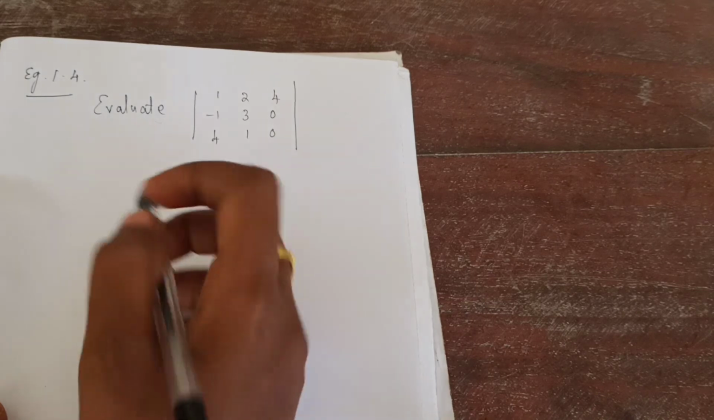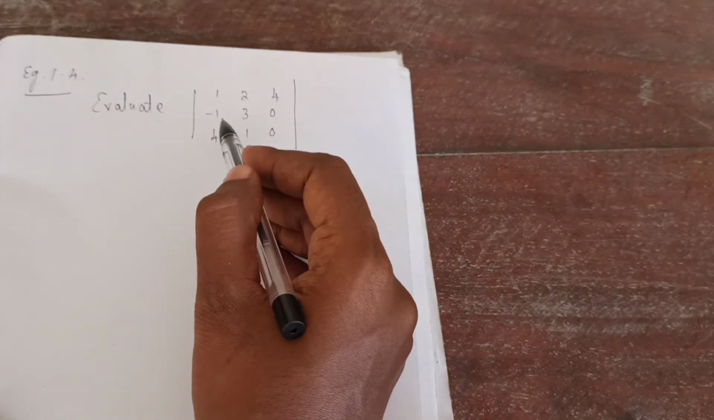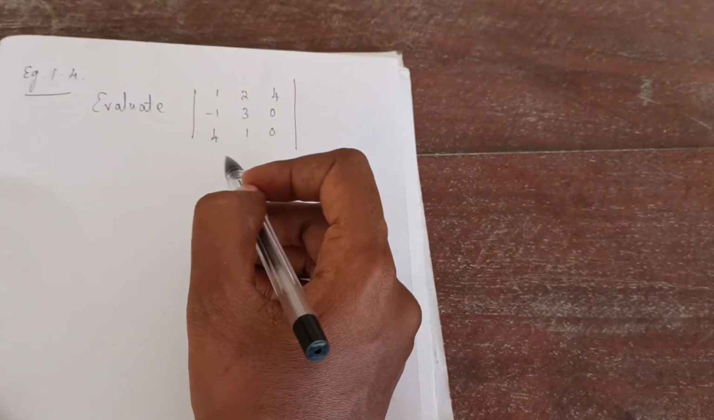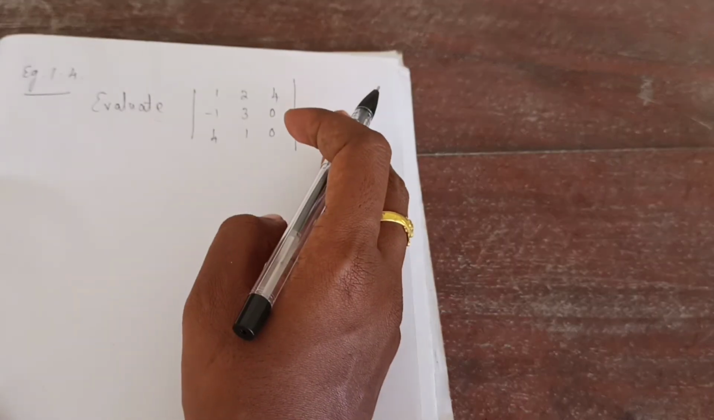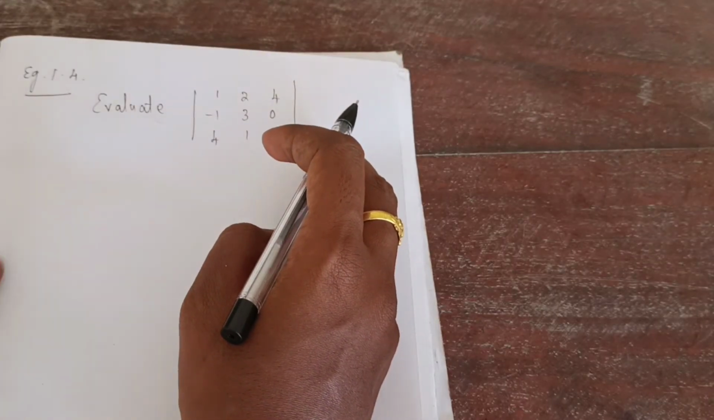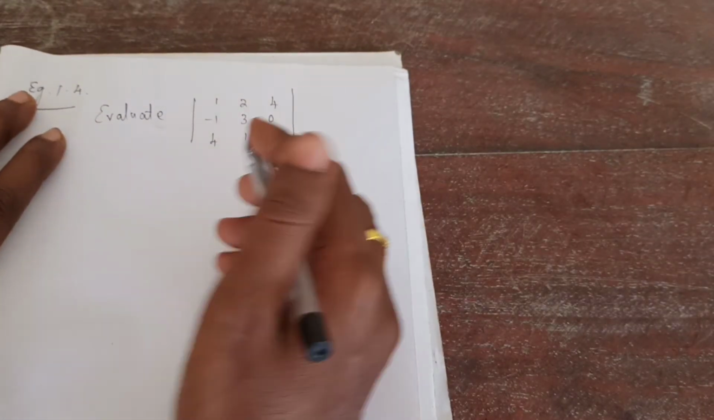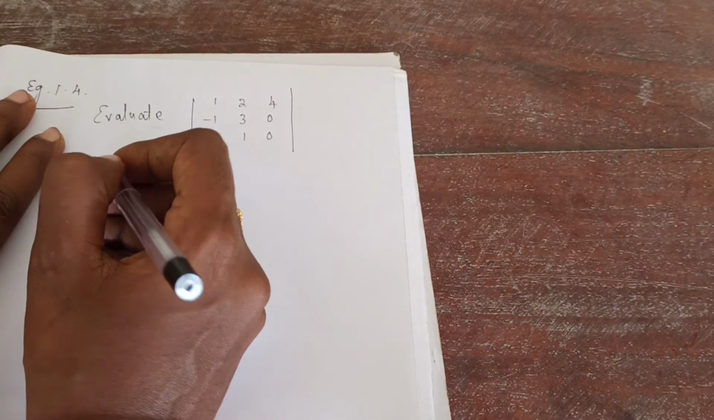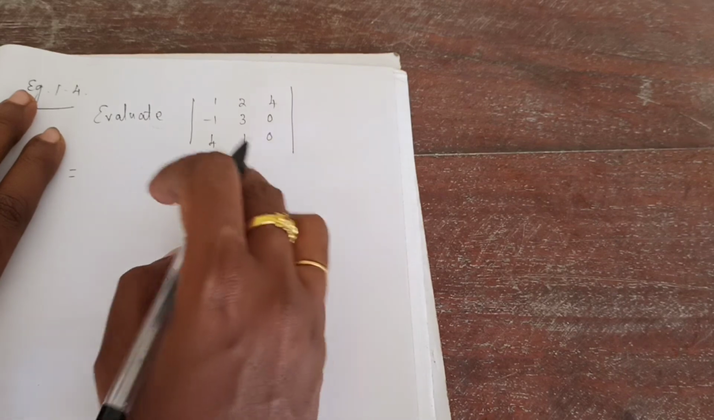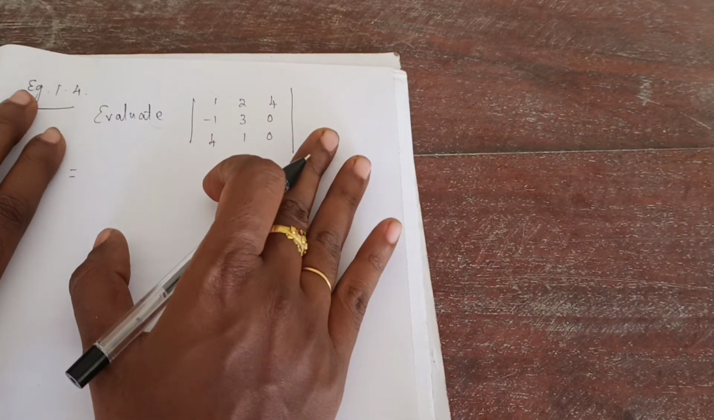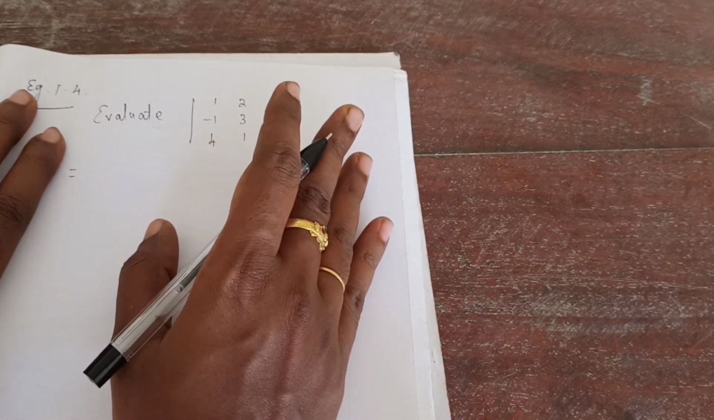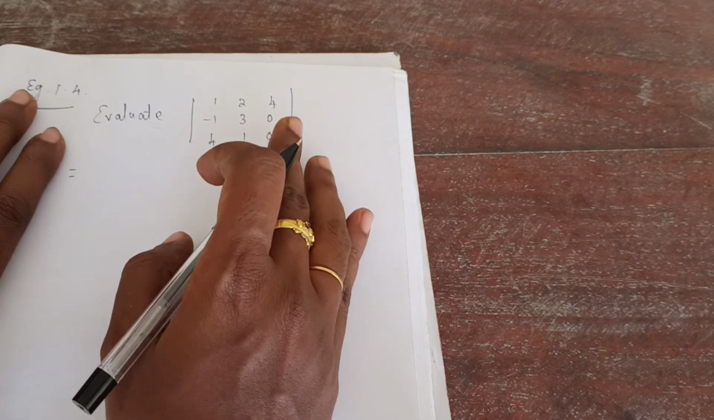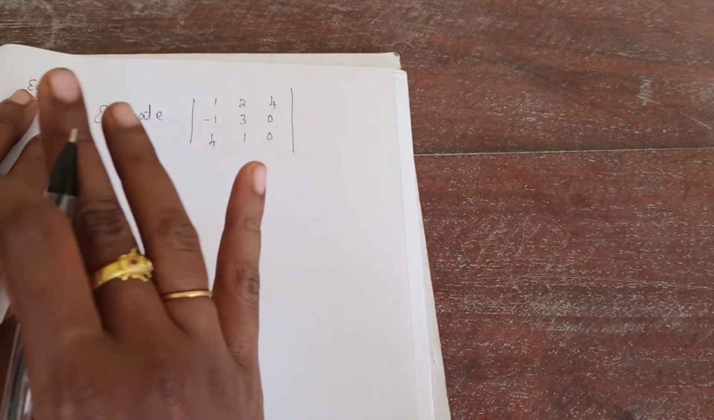Listen here. Evaluate the determinant 1, 2, 4, minus 1, 3, 0, 4, 1, 0. Here they have not asked the minor and cofactor, so directly you will find the answer. But it's a 3 by 3 matrix, so I will tell you how you will find the determinant value. No need to find the minor and cofactor. If they ask to find the minor and cofactor for each and every element, then you need to find.